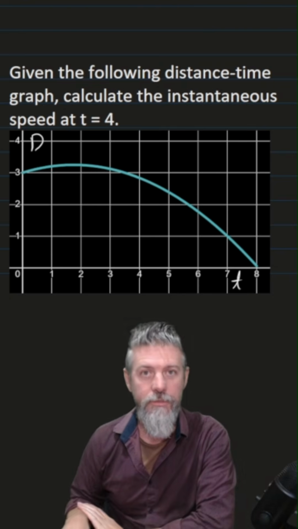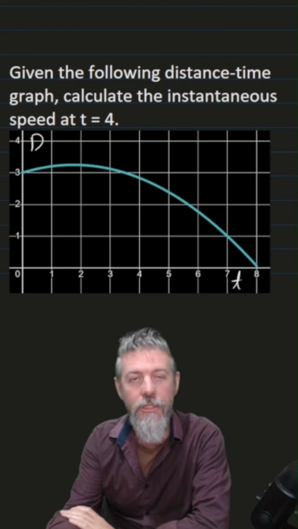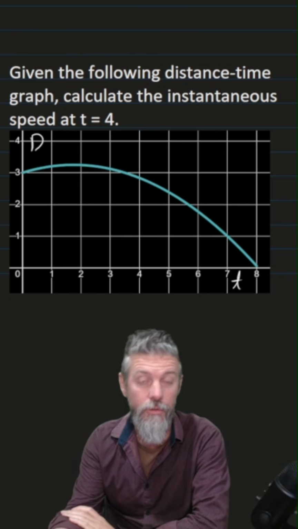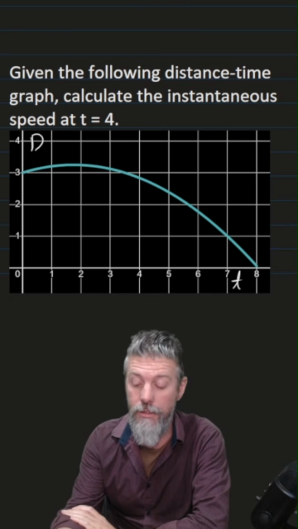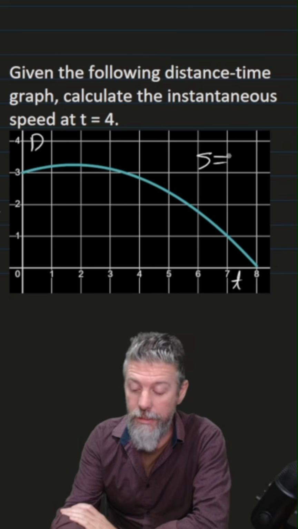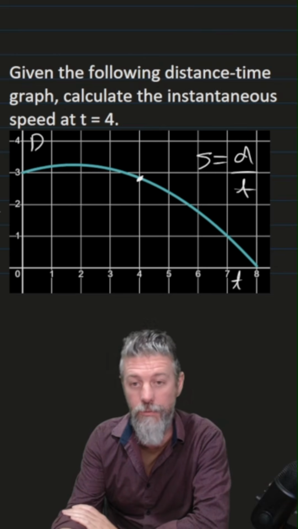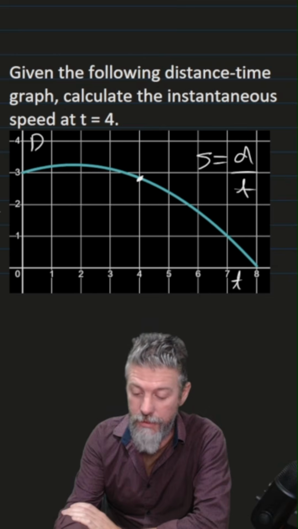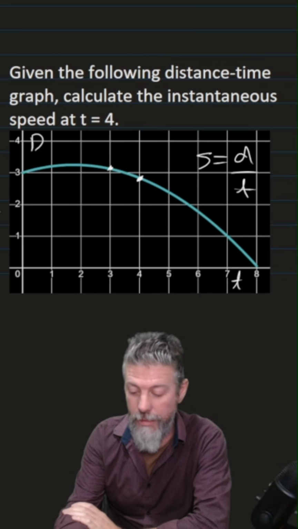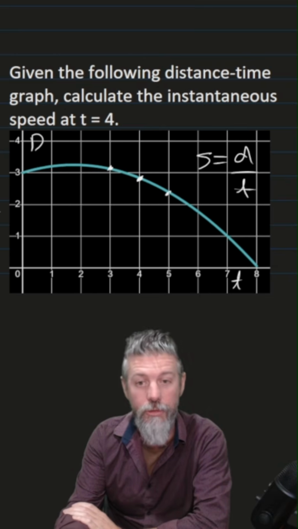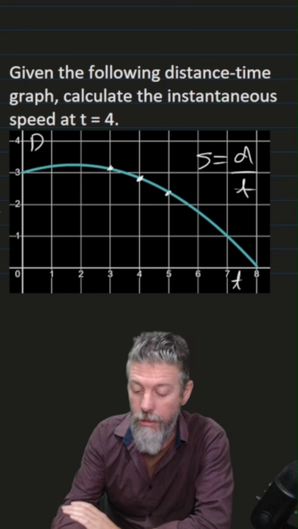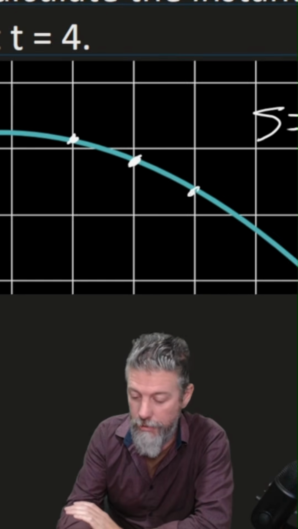Now, we've done these types of questions in stage 5, but we've done them as approximations, and that's all we can really do at the moment until we learn some calculus. We know that speed equals distance over time, and we want to know what our speed is at this instance in time when time equals 4. Now, what we've done in the past is just said, well, let's approximate from, say, when time equals 3 to time equals 5. I might just zoom in to do this approximation.